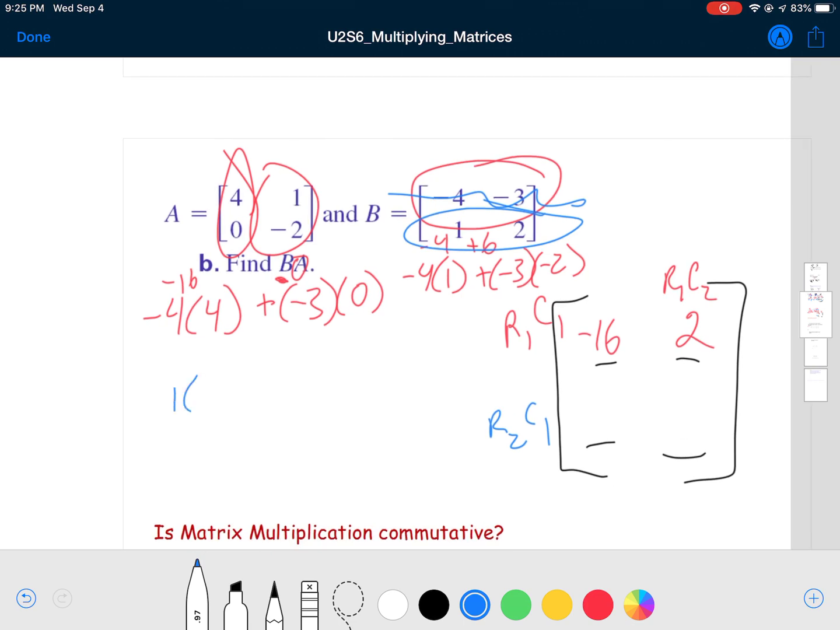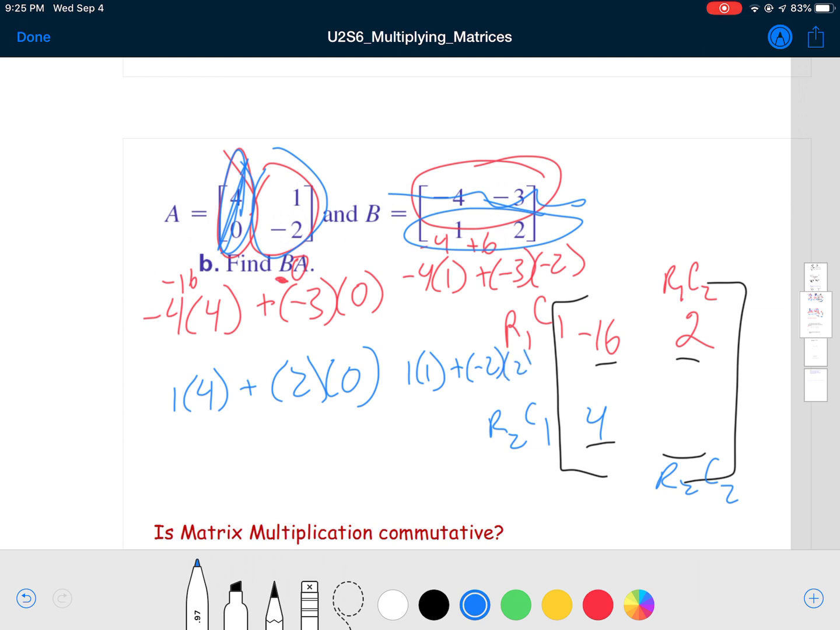So 1 times 4, 2 times 0, and that's going to leave me with 4. Okay. And then row 2, column 2. So I'm done with that one. So 1 times 1 plus -2 times 2. So 1 minus 4, so -3. Okay, so now that's BA.